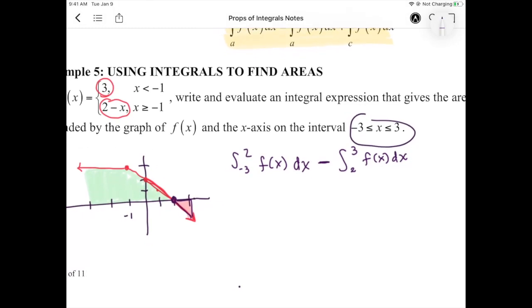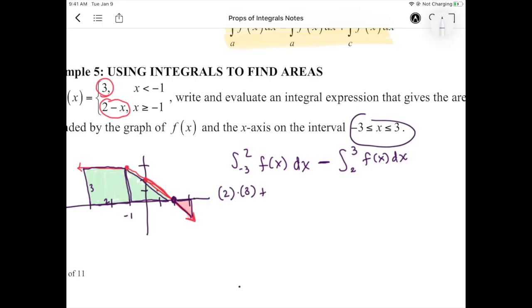So the area under the curve, so the area of this green function, sometimes you're going to have to kind of split it up to make it geometric shapes that you know. So I see a rectangle there, and I see a triangle. So this green area is just the area of a rectangle and an area of a triangle. Okay. So the area of the rectangle I see has a base of 2 and a height of 3. So that's 2 times 3.